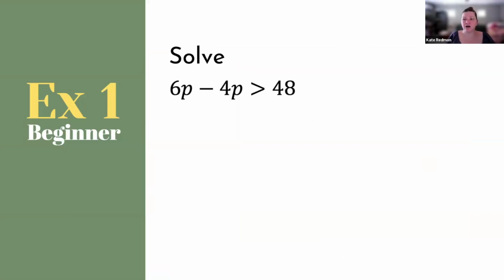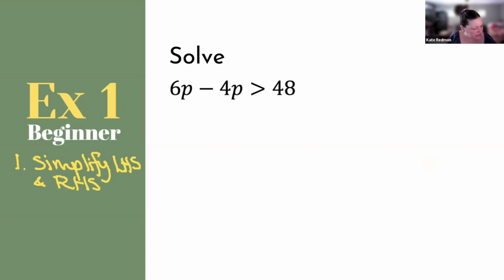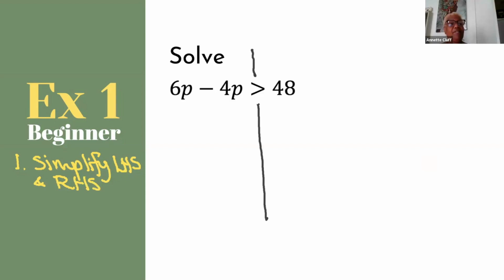First example, solve. 6p minus 4p is greater than 48. Let's bust out our wisdom principles. Wisdom principle number 1, simplify the left or right-hand side if possible. Annette, do you see any straightforward math, any simplifying I know how to do on this, not either side of the equal sign, but either side of the inequality sign? There's 6p and -4p. Exactly. What is 6p minus 4p? 2p. Gorgeous. 2p is the same as 6p minus 4p, just a simpler version of it.